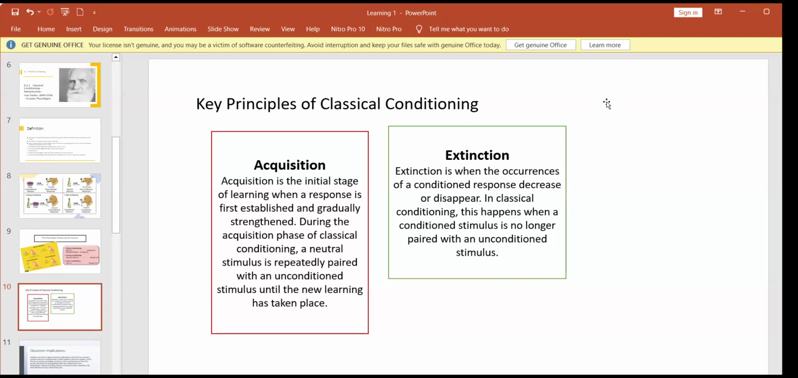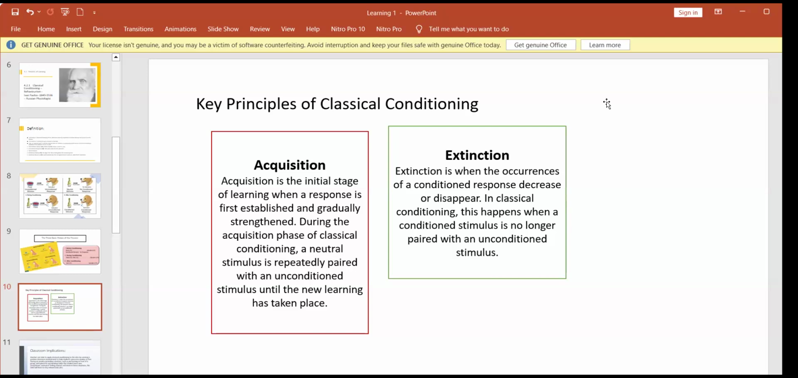Okay. So if you want to apply classical conditioning, that is what you're supposed to do. You identify neutral stimulus. You want to transform it to a conditioned stimulus. So you are going to associate, pair up the neutral stimulus with an unconditioned stimulus. You have to find an unconditioned stimulus and pair it up repeatedly for some time. Then the new learning, the conditioned stimulus and conditioned response will be there. Okay. What is extinction then?